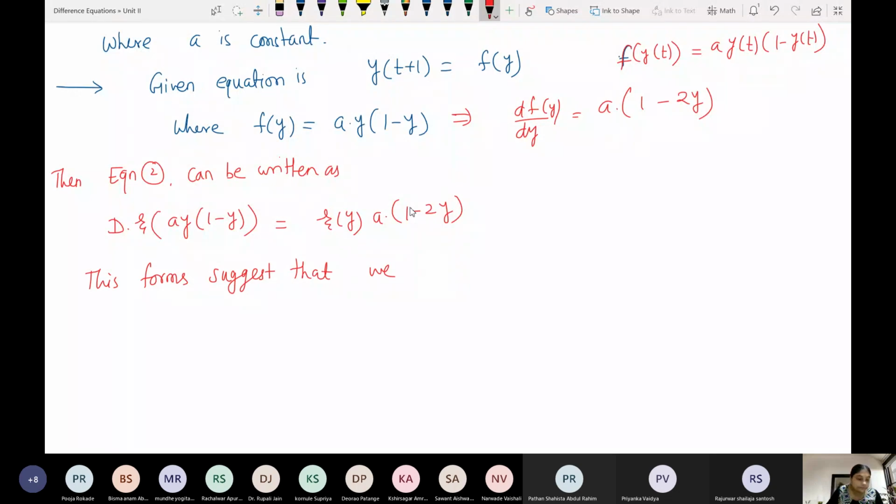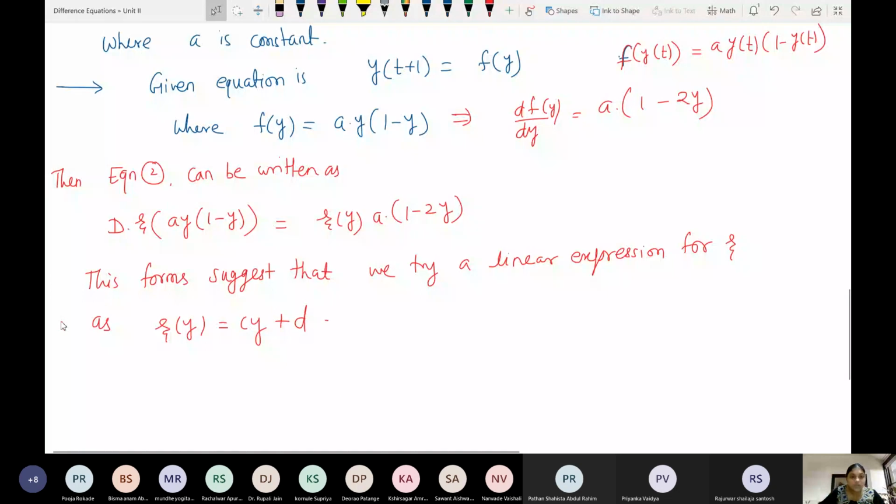we try a linear expression for xi. Now we want to choose xi. So here we are choosing xi of y equal to cy plus d. We have to choose xi y equal to cy plus d so that it will satisfy this equation, because I want a solution of this functional equation.